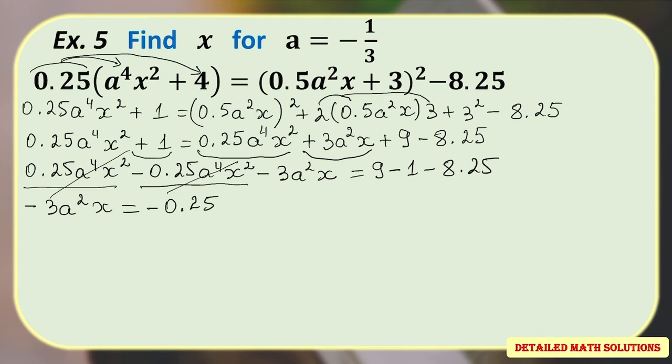Now I'd like to get rid of the negative sign because it's easier to work with the equation this way. To do that, I multiply both sides of the equation by negative 1. And this way I get 3a squared x equals 0.25. Next, I can substitute a with negative 1/3. And when I do that, this equals 3 in parentheses negative 1/3 squared x equals 0.25.